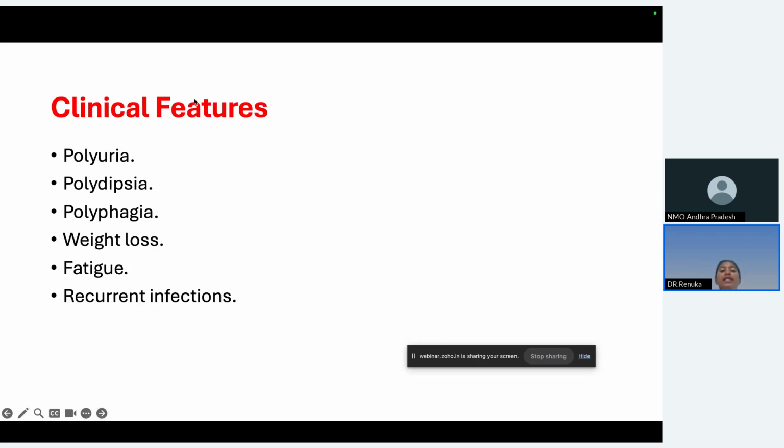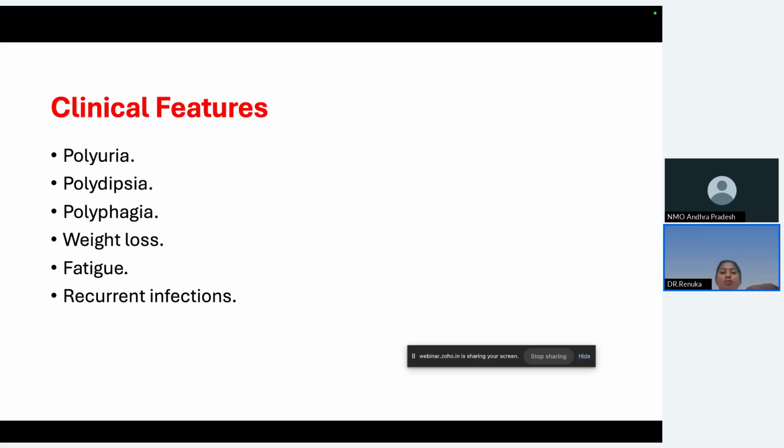What are the clinical features? Polyuria. The person will have the urge to urinate frequently. Frequently he has to pass urine. So that is polyuria. Polydipsia, frequent thirst. He has to drink a lot of water, very frequently. Polyphagia. He feels hungry all the time. He has to eat something. What are the three P's of diabetes mellitus? Polyuria, polydipsia, polyphagia. And then weight loss will be present.